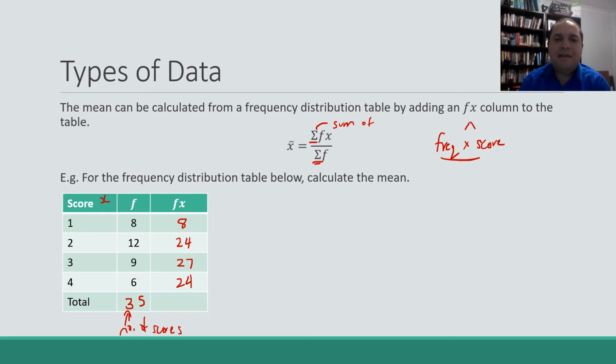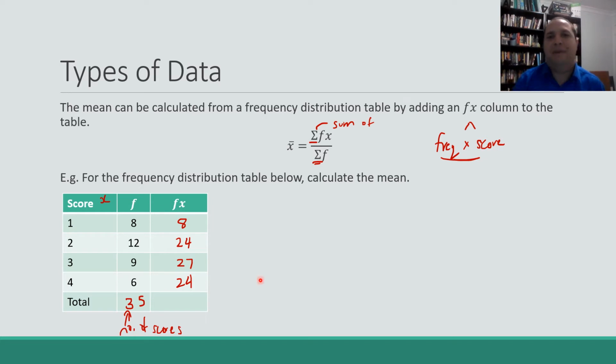Now this fx column is basically saying if I've got 8 ones, then adding all those ones together should give me 8. Now if I've got 12 twos, adding all those twos together should give me 24. If I've got 9 threes, adding all those threes together, they give me 27. And in the same way, if I've got 6 fours, adding those 6 fours together gives me 24.